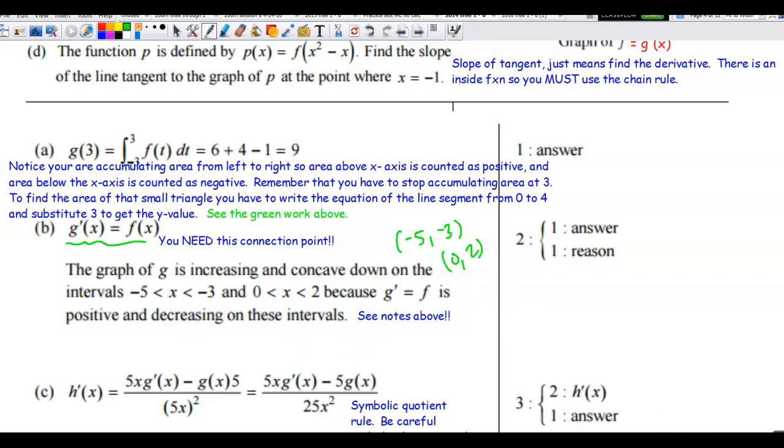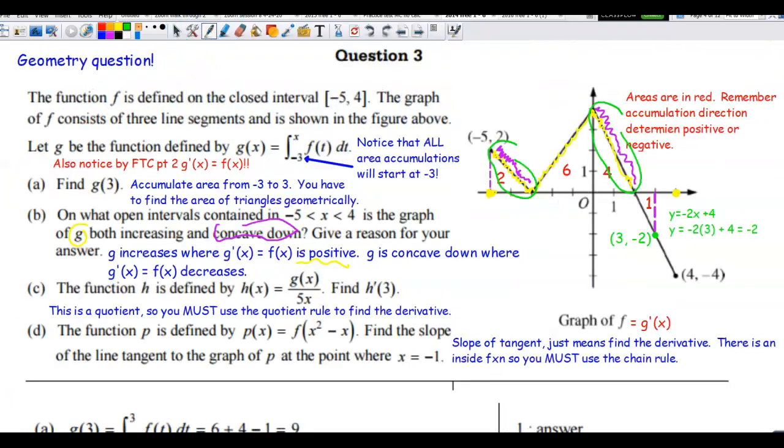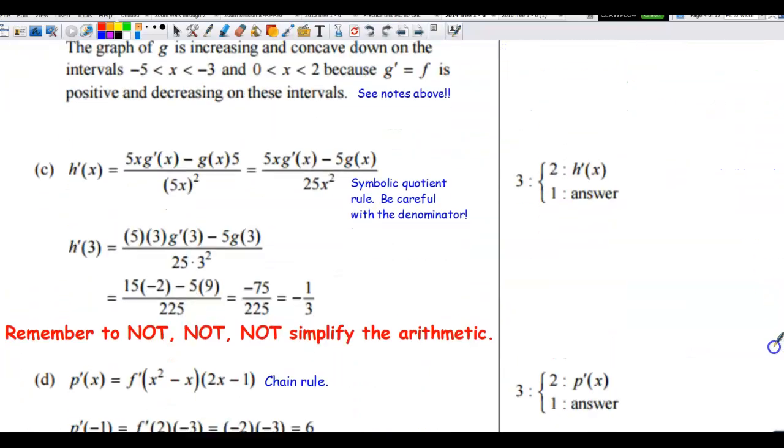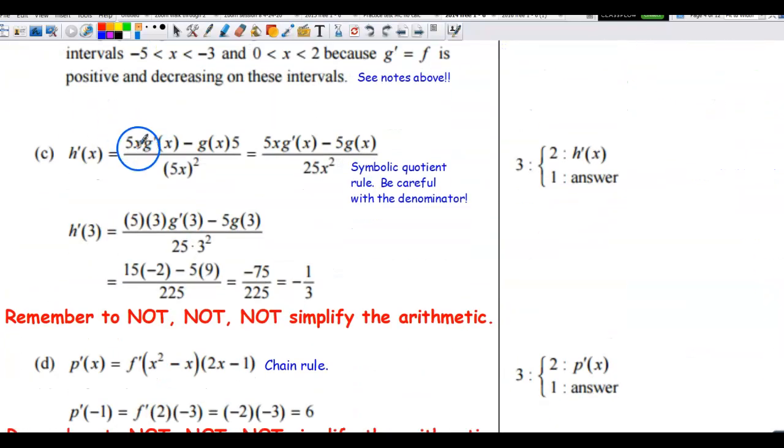Moving on to letter C. Let me clear the board again. In letter C, we're looking at a brand new function whose name is h of x, and h of x is comprised of another function, g of x over 5x, and we want to find the derivative of h. So what we're seeing here is a quotient, which requires the quotient rule: down d up minus up d down over down down. So the quotient rule, here's the down, d up minus up d down over down down.